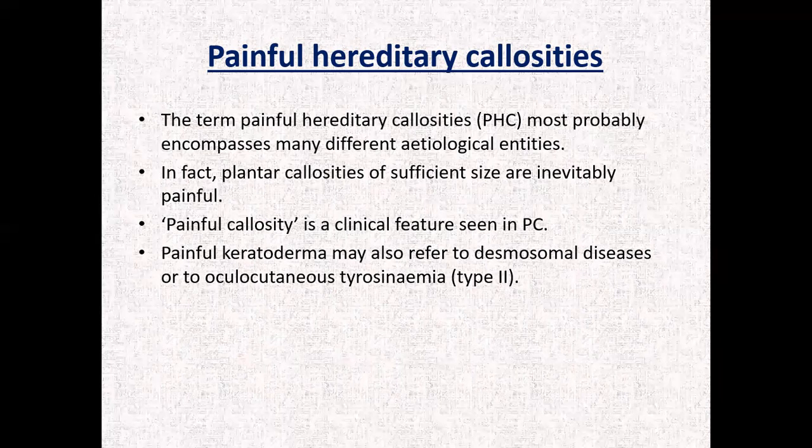Then the third type of non-syndromic keratoderma is the painful hereditary callosities. That most probably encompasses many different etiological entities. In fact, the plantar callosities of sufficient size are inevitably painful. This is a feature of Pachyonychia congenita, as we have all seen. And the painful keratodermas also refer to the desmosomal diseases or to oculocutaneous tyrosinemia type 2. Oculocutaneous tyrosinemia we will be discussing in syndromic keratoderma.